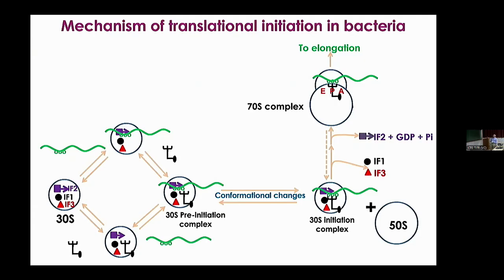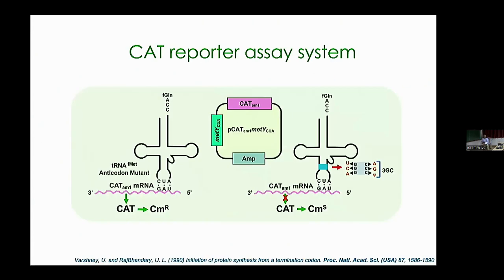It then joins with the 50S subunit, initiation factors are removed, IF2 GTP is hydrolyzed, and IF2 is also released. Now this 70S complex is ready to go into the mode of elongation. So this is all done through in vitro work, and we've been interested in looking at the initiation aspects in vivo.